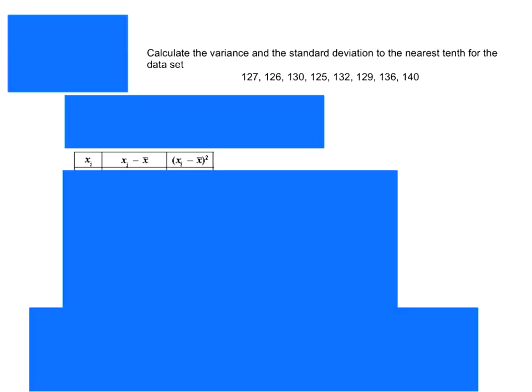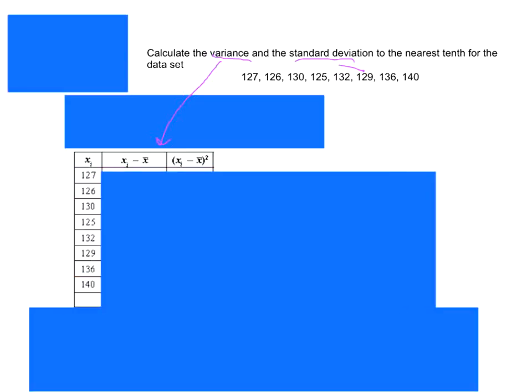Okay, so far we're good. We see the word variance, we see the word standard deviation. You're thinking, Miss G taught me to make this chart. That's exactly what I want you to do. Next, what's going to go in the x sub i category? Each one of these numbers, one at a time, is going to go in the x sub i category. So let's add those in. So I have a 127, 126, 130, 125, 132, 129, 136, 140. Smiley face, are those on your paper?